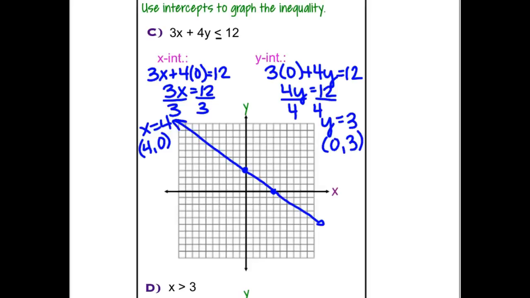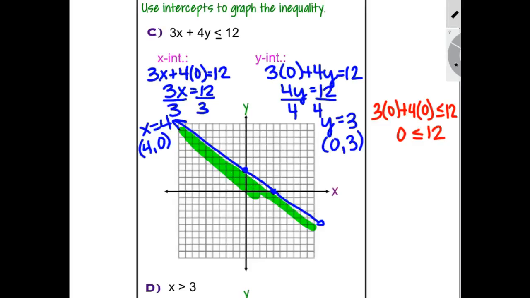I draw my line as straight as possible, and then I'm going to test the point 0, 0. So 3 times 0 plus 4 times 0 should be less than or equal to 12. Well, those end up zeroing out. 0 is in fact less than or equal to 12, so I'm going to shade on the side of 0, 0.